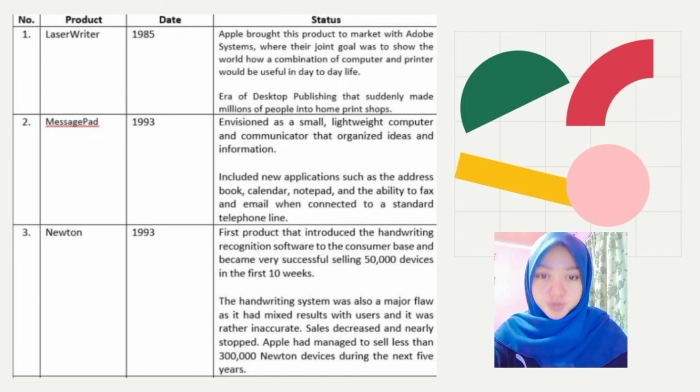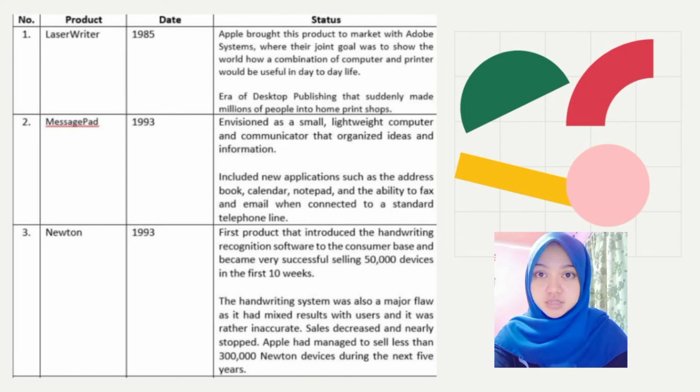Following that, Apple produced two products in 1993, the MessagePad and the Newton. The MessagePad was designed to be a compact, lightweight computer and communicator that structured information and thoughts. New features included an address book, calendar, notepad, and the ability to fax and email when linked to a regular phone line. Then there was Newton, which was the first product to deliver handwriting recognition software to the general public, and it was a huge hit, selling 50,000 units in the first 10 weeks.